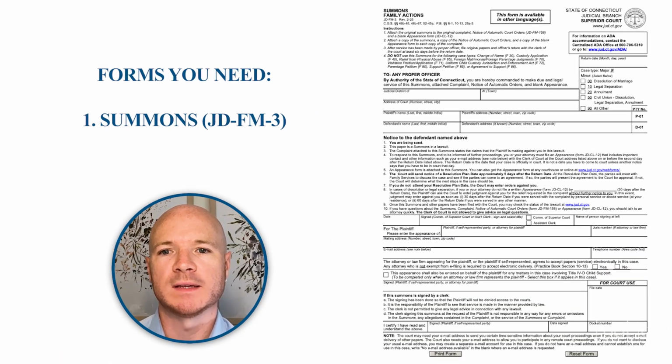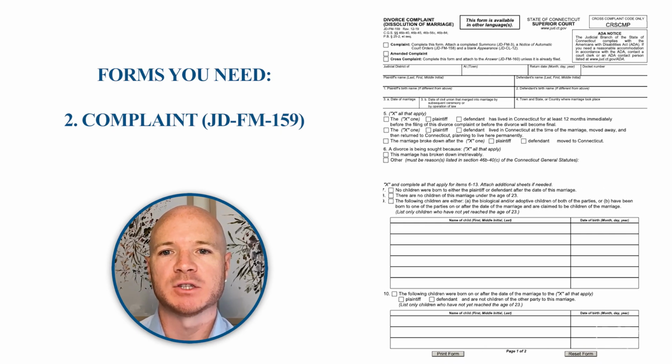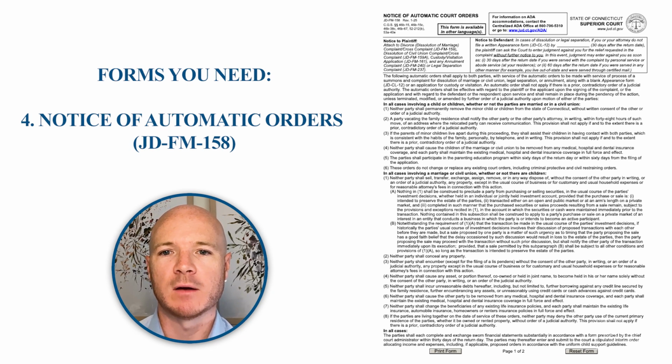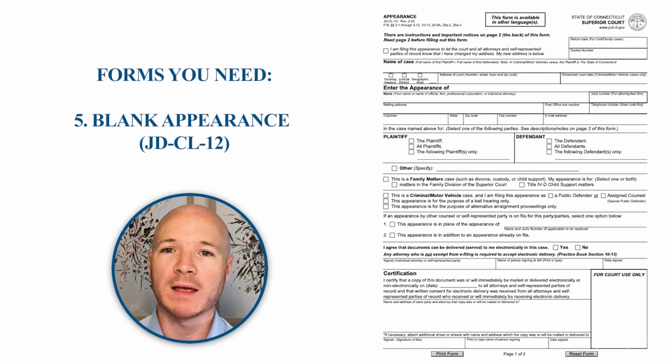Next, you need to complete all of the necessary forms. Those include a summons, which is form JD-FM-3, a complaint, which is JD-FM-159, an appearance form, which is JD-CL-12, and you will need to fill out that form for yourself. The notice of automatic orders, which give the orders that are in place while the divorce is pending, that is form JD-FM-158. Include a blank appearance for your spouse to fill out once they are served.